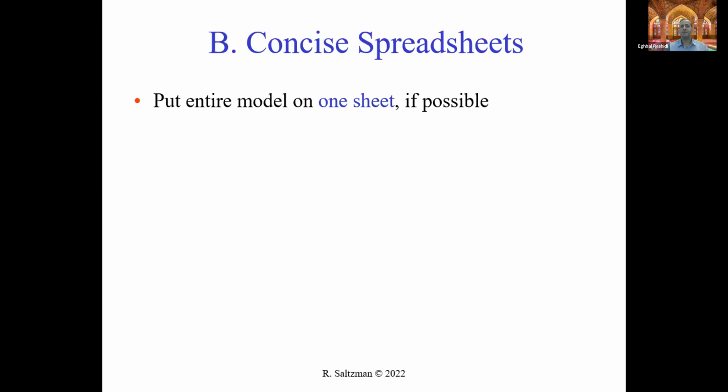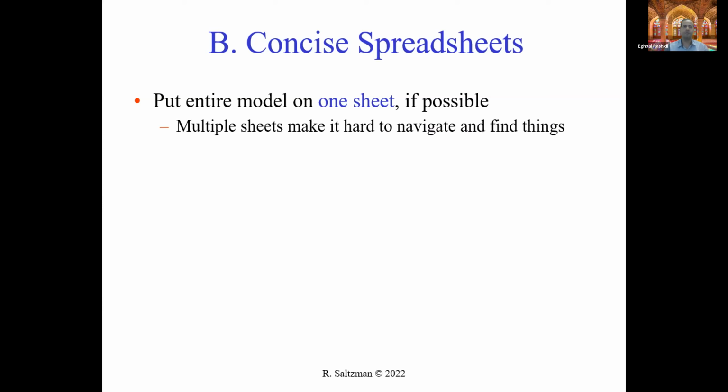So how do you make a concise spreadsheet? Try to put your model, if possible, in just one sheet. That means try not to use too many spaces between different segments of your model, the inputs, outputs, and decision variables. I would just put one or two spaces between each segment. So try to put everything into one sheet if it's possible.